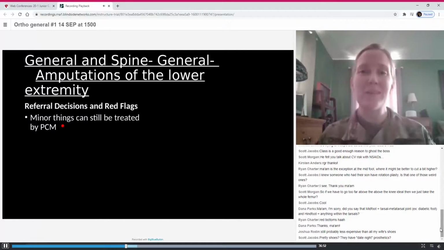If it's something like a deep infection, that definitely needs to come to ortho so that we can judge whether we need to keep taking off part of that limb.